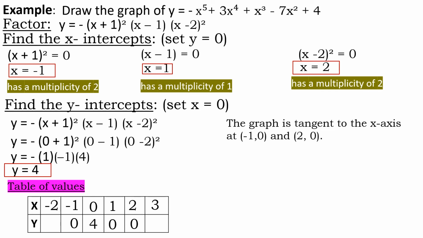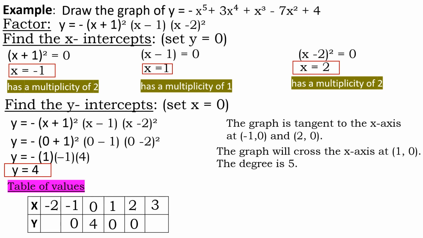Mamaya isolve natin yan. Now, ang conclusion natin, the graph is tangent to the x-axis at (negative 1, 0) and (2, 0). Kasi ang multiplicity nila ay 2. 2 is an even number. So, it will not pass through the x-axis. It just touches the x-axis. And the graph will cross the x-axis at (1, 0). Kasi ang multiplicity niya ay 1. And 1 is an odd number.